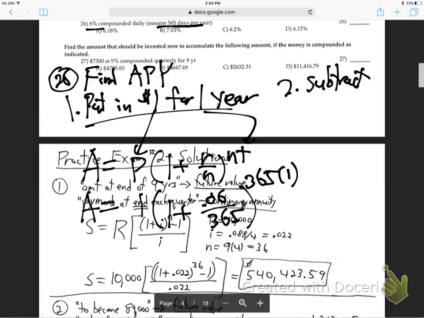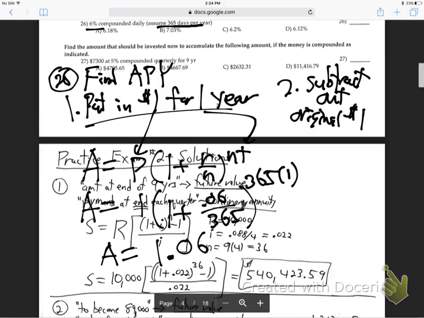Remember that? Subtract out the original $1. When you get your answer, your amount is going to be 1 point, I don't even know. What is it? Let me look at the answer key. Oh, I am looking at the wrong problem. Yeah, thanks. 1.0618 and so on.